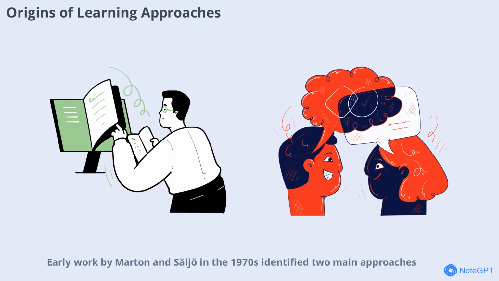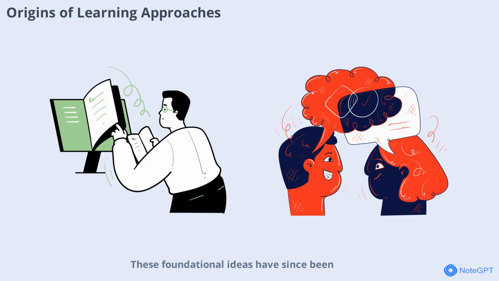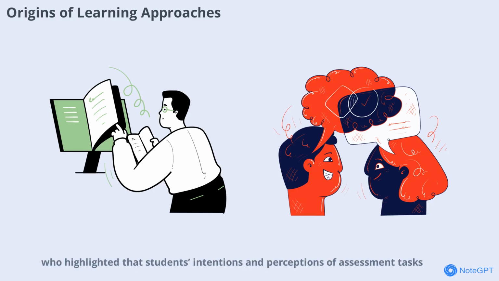Early work by Marton and Säljö in the 1970s identified two main approaches: surface and deep. Surface learning focuses on memorizing facts, while deep learning emphasizes understanding and meaning. These foundational ideas have since been expanded by scholars like Biggs and Entwistle, who highlighted that students' intentions and perceptions of assessment tasks play a crucial role in determining which approach they adopt. The theory remains central to discussions about effective teaching and learning in universities.